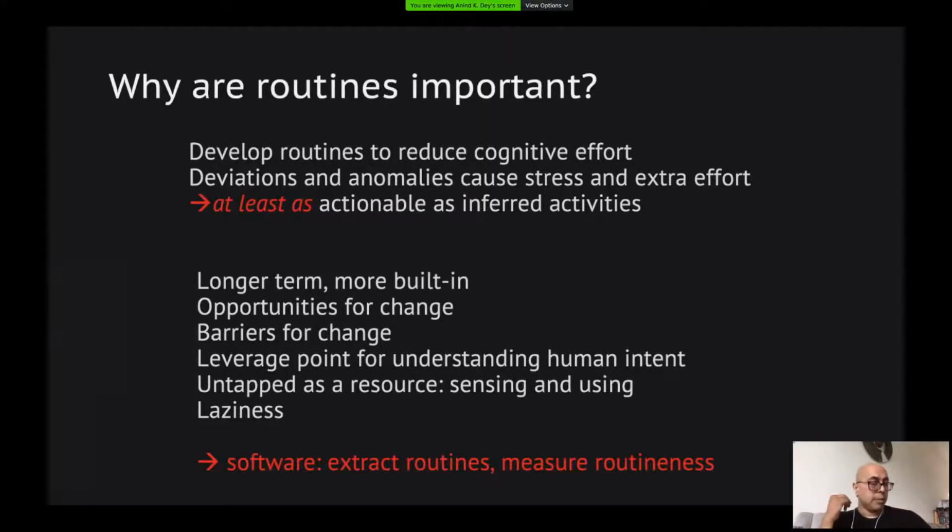So why are routines important? I went into this a little bit, but we develop routines. This comes from years and years of cognitive science literature, really showing that we develop routines as humans to reduce our cognitive effort. The less I have to think about what I'm going to do when I wake up in the morning means I can put my attention somewhere else. I don't actively think about the activity of brushing my teeth. It's just something I do. I start it, and before I know it, it's over, because I've been able to think about other things. When I have a deviation or anomaly, I now have to re-exert that cognitive effort, and that causes extra stress.